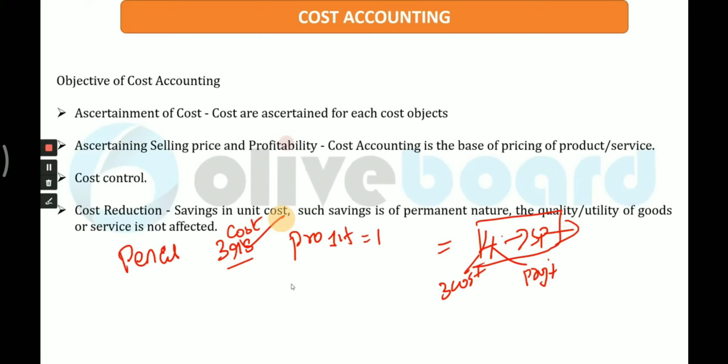So you will find out which is not necessary, which can be controlled, which can be curtailed in the future. So how will you know that? Only when you are accounting for that. Otherwise, you won't be able to do that. So cost control is the major objective, one of the objectives of cost accounting.